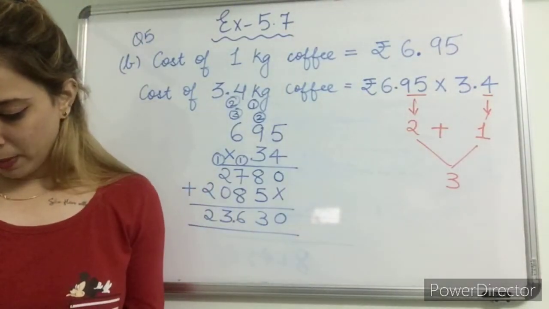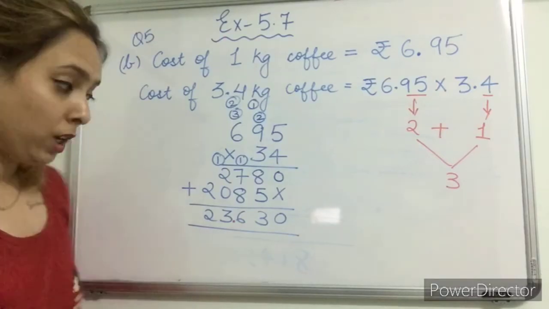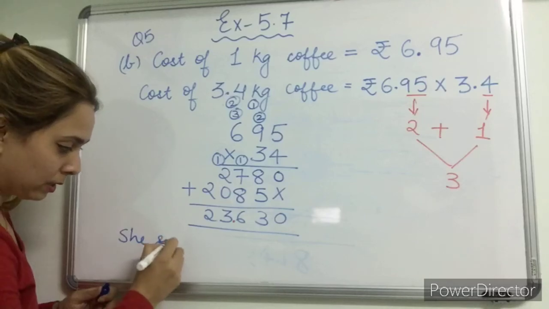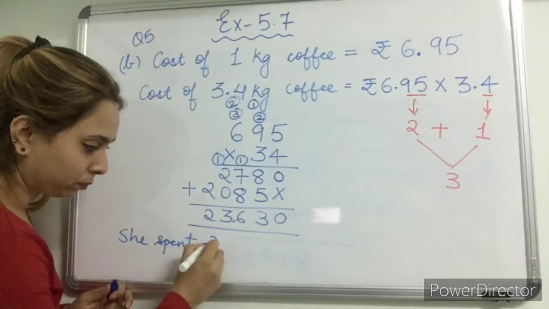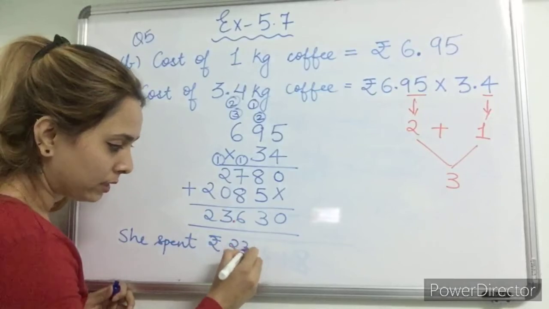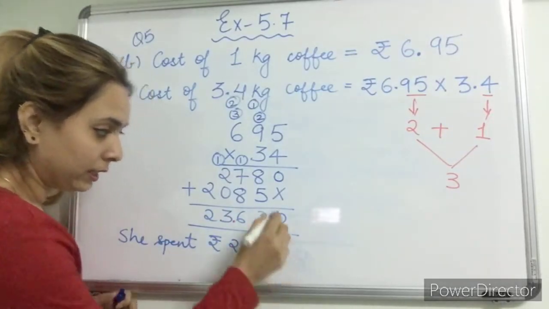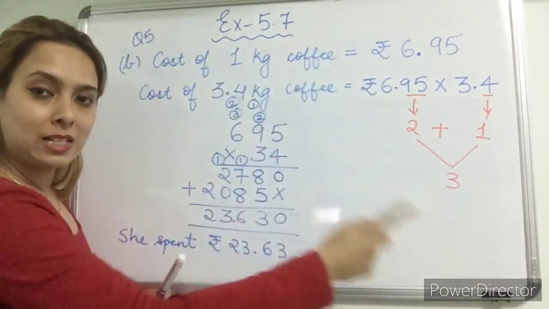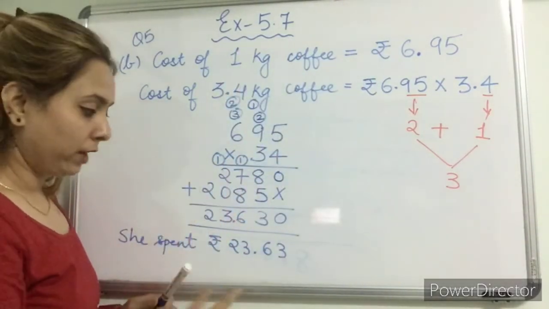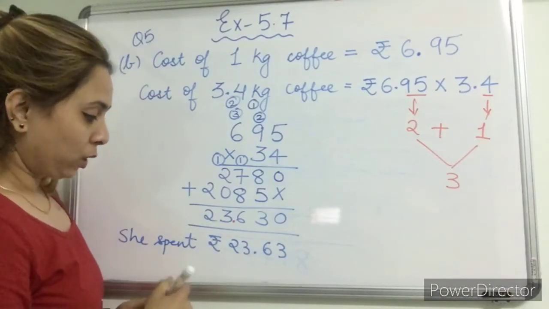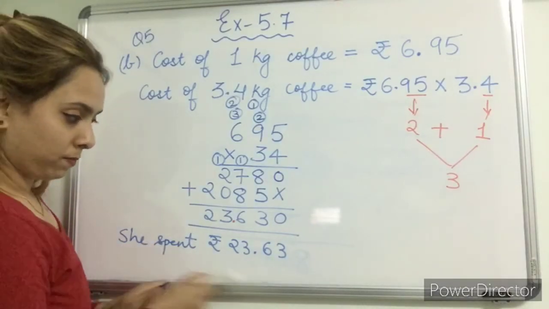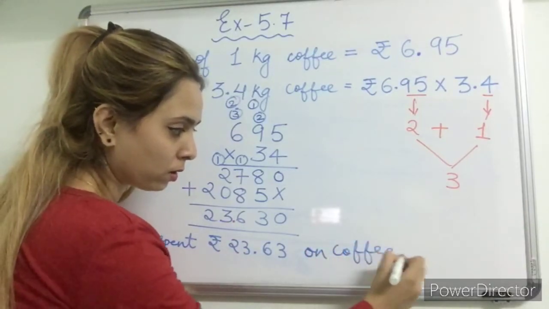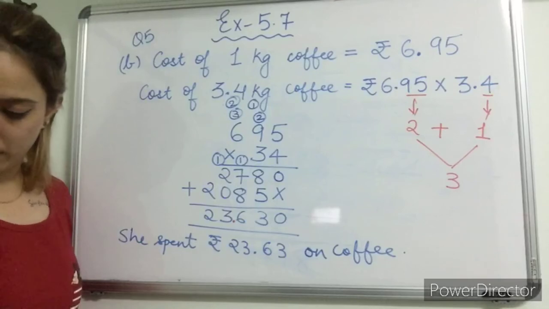So what will be the last statement? How much money did she spend on coffee? So we will write: she spent rupees 23.63. This 0 doesn't have any value, as I have told you. The number in the last position after the decimal doesn't have any value. So 23.63 rupees. She spent this many rupees on coffee.